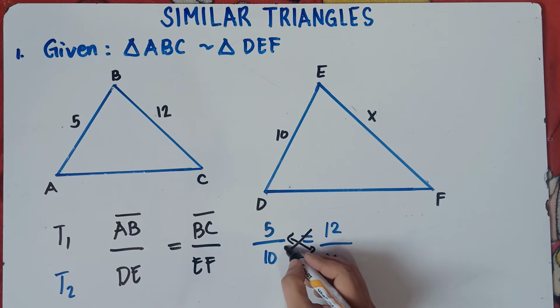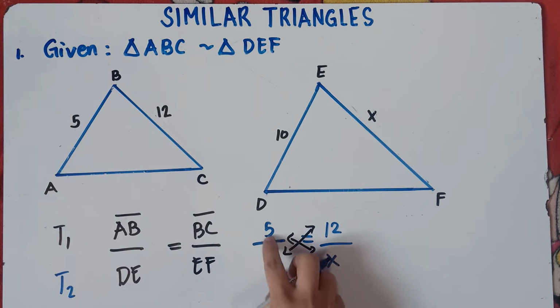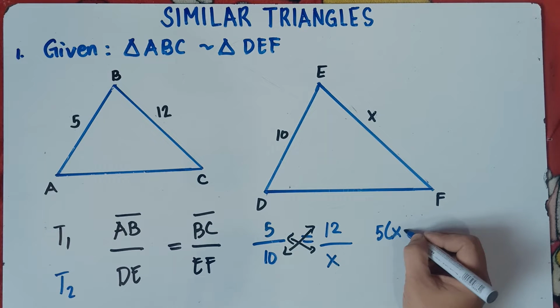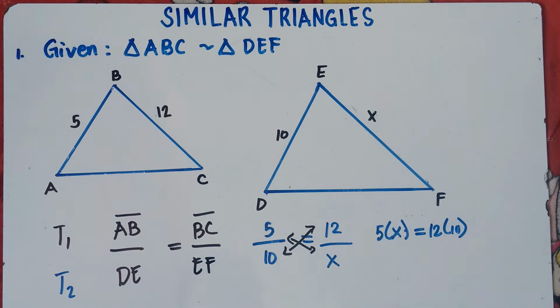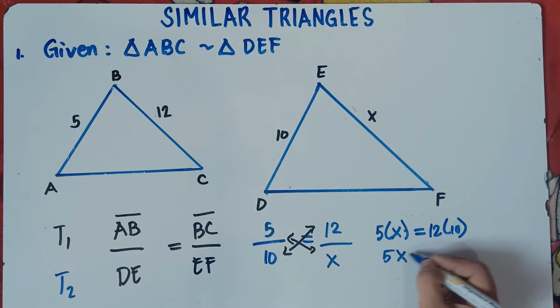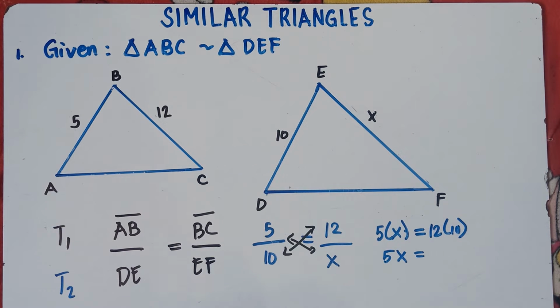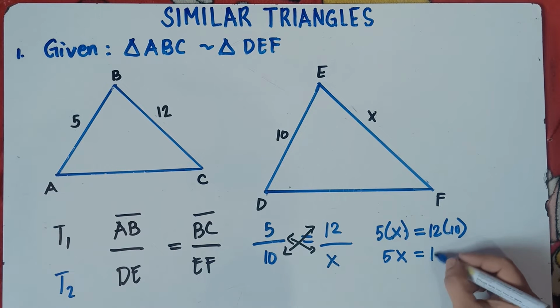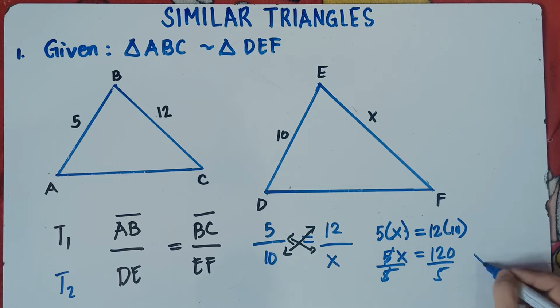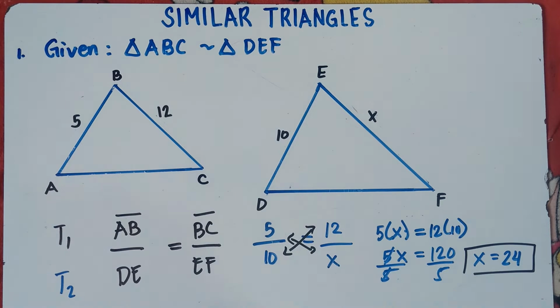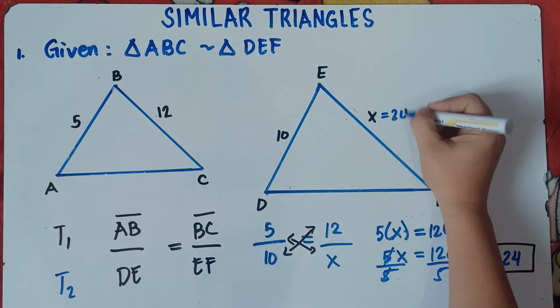You cross multiply. Alright, so cross multiply: 5 times X equals 12 times 10. So this will be 5X equals 12 times 10. What's the answer, class? 12 times 10. That's correct, that is 120. And then divide both sides by 5. So, X equals 120 divided by 5. That is 24. That's it, class. That's the answer for number 1. EF is 24. Easy, right?